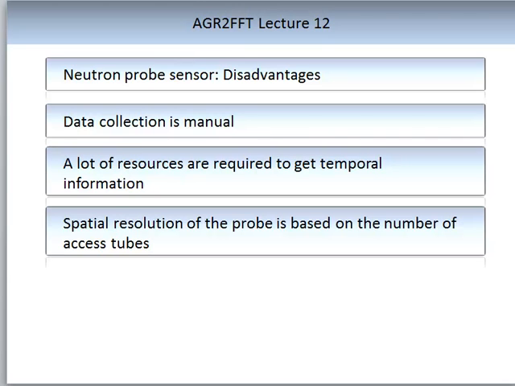That is, it can't be automated, unlike some other soil moisture sensors. A lot of resources are required to get the temporal information. What I mean by this is if you wish to know how the soil moisture is changing over a 24-hour period or over a week, you need to take many measurements. The spatial resolution, or how much water there is in your whole farm, of the probe measurement is based on the number of access tubes. If you have a lot of access tubes, the spatial resolution can be good. However, to obtain good spatial resolution, you need a lot of resources, as the data collection is manual.